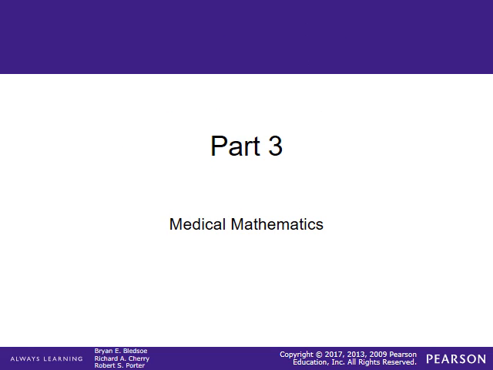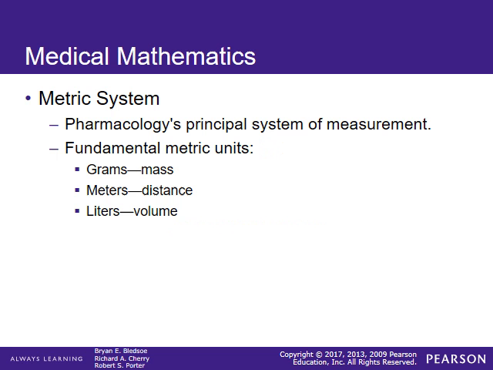Let's discuss a little bit about medical mathematics and drug calculations. In pharmacology, the principal system of measurement is the metric system. There are three fundamental units of measurement, where we use grams as the unit of mass, meters as the unit of distance, and liters as the unit of volume.